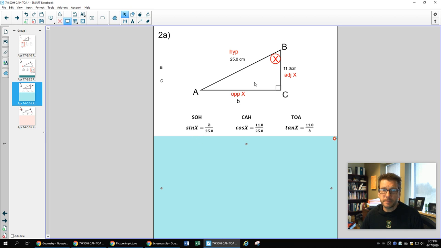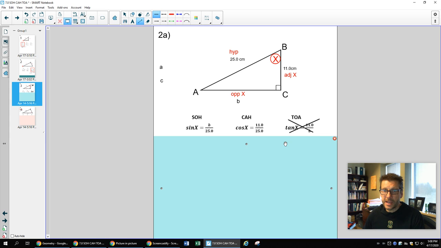Sine of x, right? Opposite over hypotenuse. Opposite is b, hypotenuse is 25. That's sine of x. Cos of x, adjacent over hypotenuse, so it's 11 divided by 25. That's cos of x. And tan of x, again, is 11 over, my bad, this is wrong. So we need to put a little line through here. It is not 11 over b. It should be b over 11.